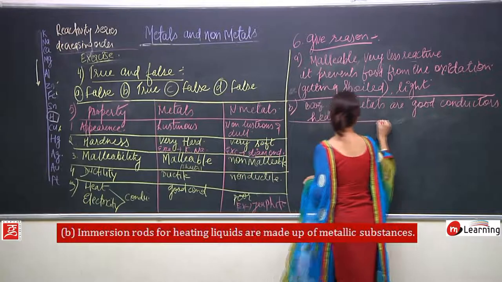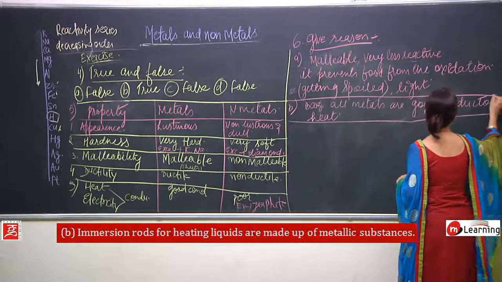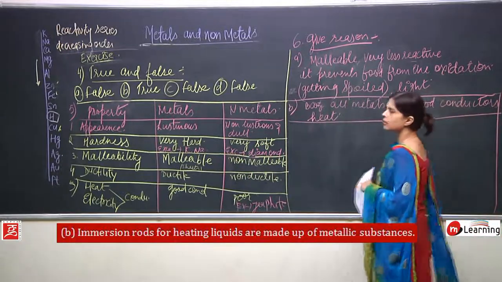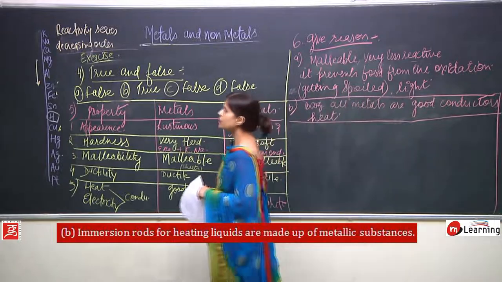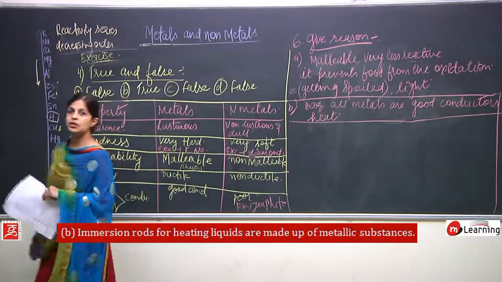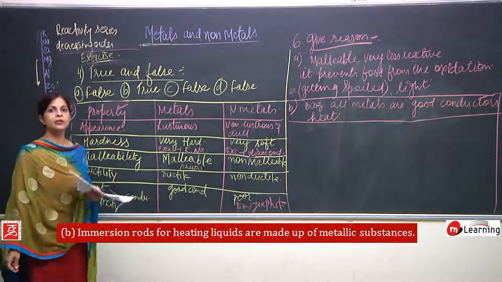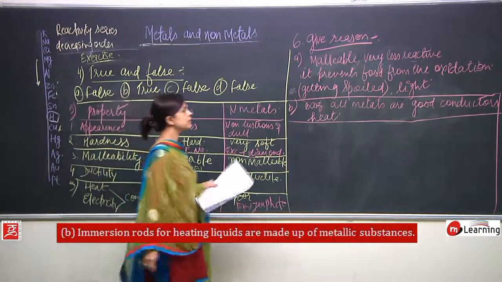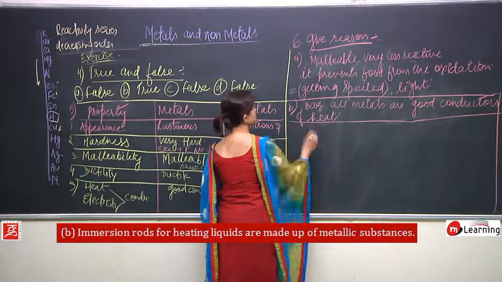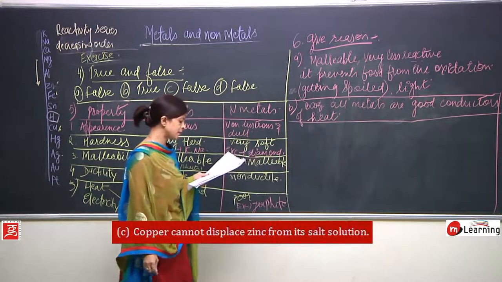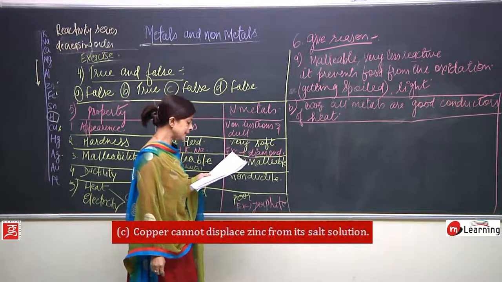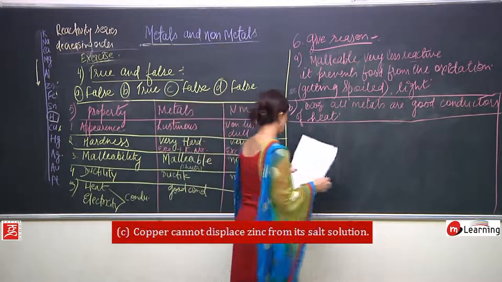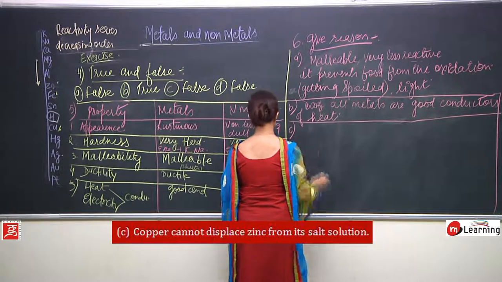Okay, means what? They want to heat the thing. If something has to be heated, that means what has to be there? It needs to be a good conductor, then only the heat can pass. So because all metals are good conductors of heat. Understood? Now next one, C is copper cannot, again the same thing.